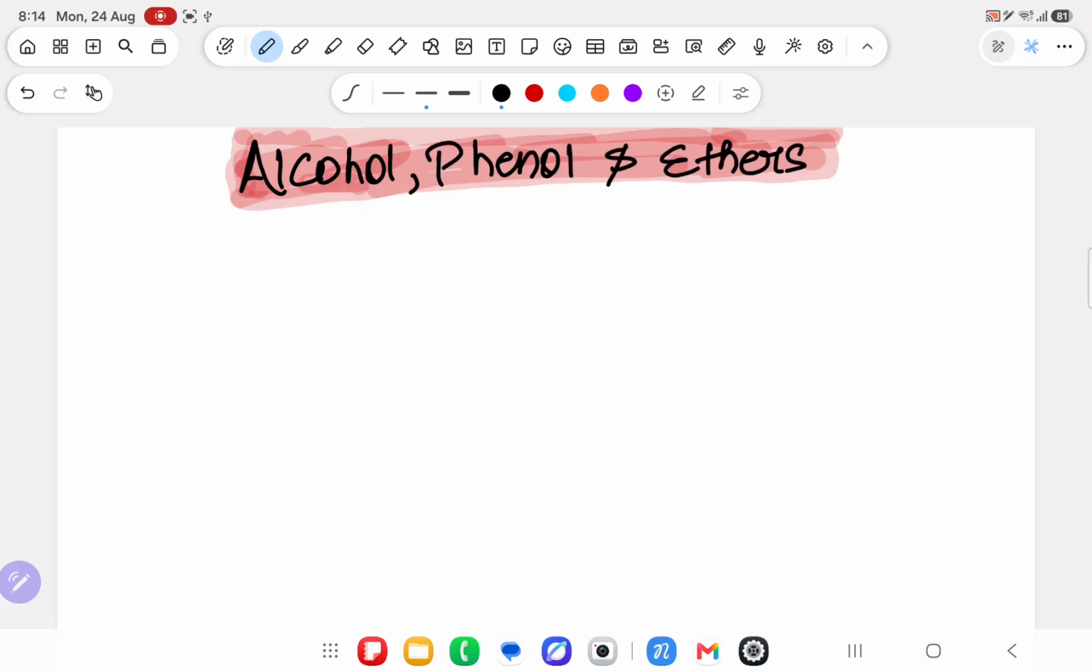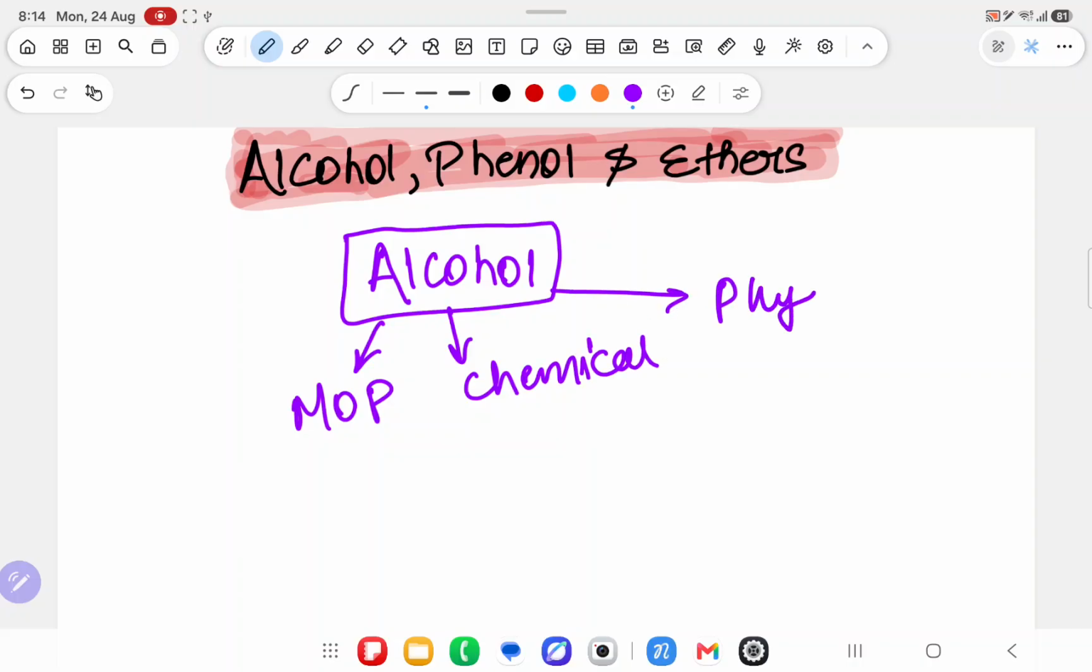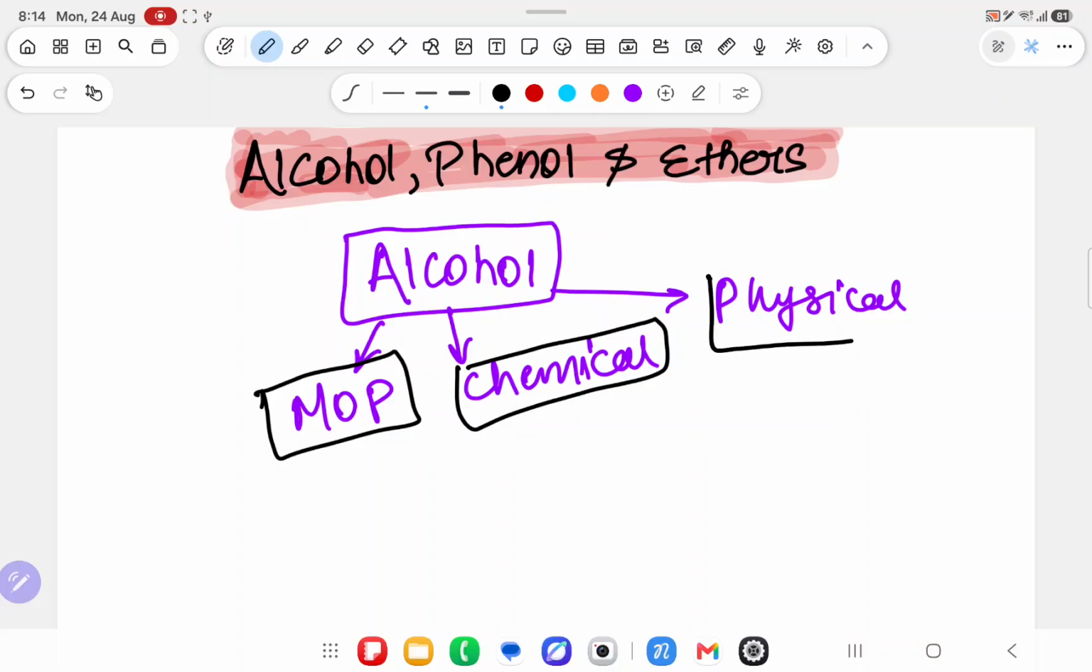Now, in today's class, I am going to start alcohol, phenol, ether, and in this topic I will complete everything about alcohol: their methods of preparation, their chemical properties, their physical properties, each and everything about alcohol. I will cover it in this class. So this is the topic of total one sort of alcohol.